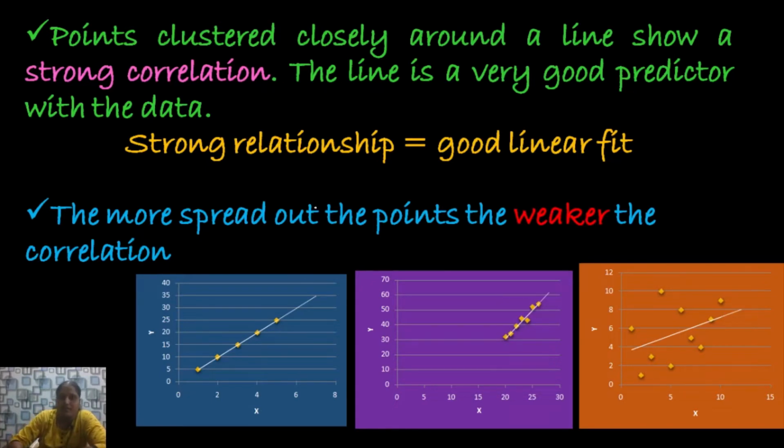Here, look at the three diagrams which I have given here. Points clustered closely around a line show a strong correlation. Here the line is a very good predictor of the data. Strong relationship means good linear fit. The more spread out the points, the weaker the relationship of the two variables.